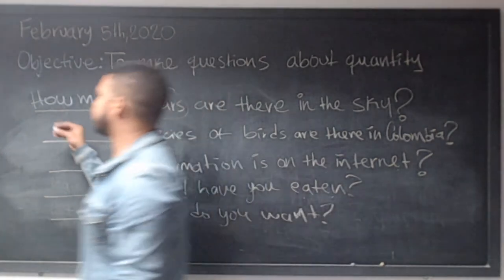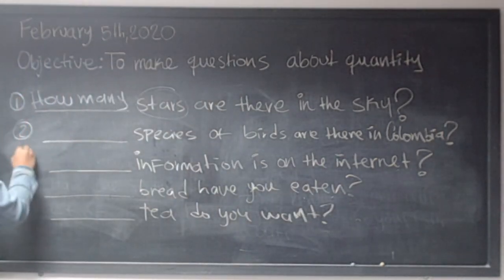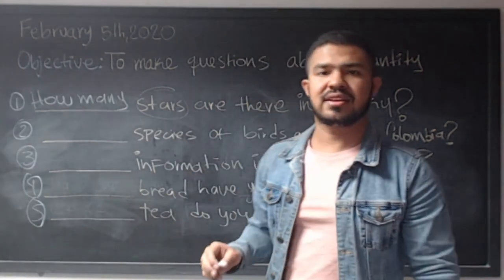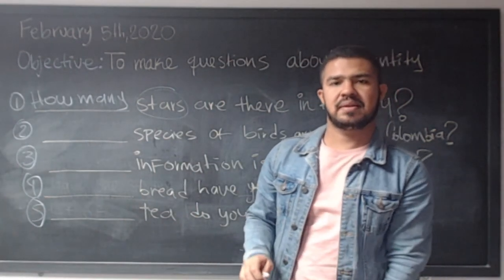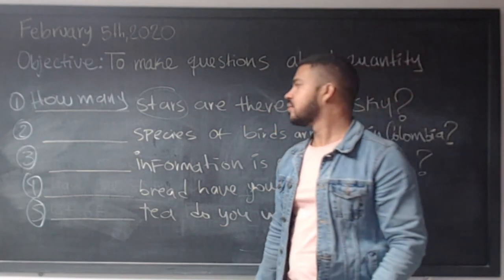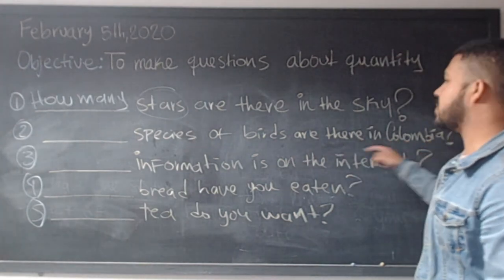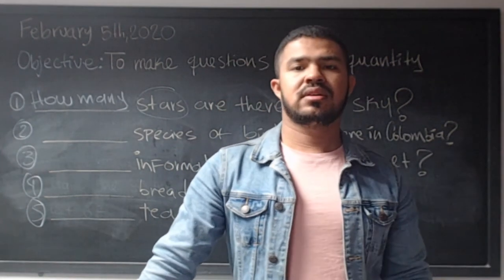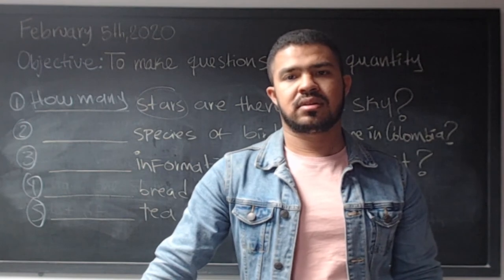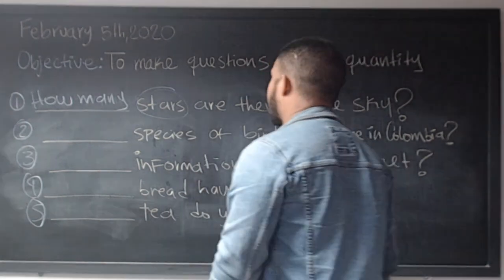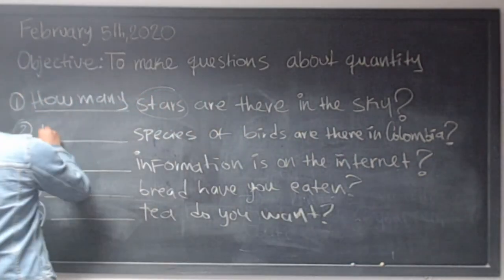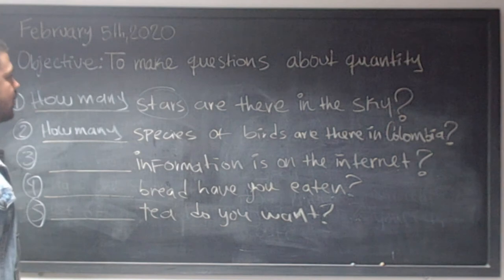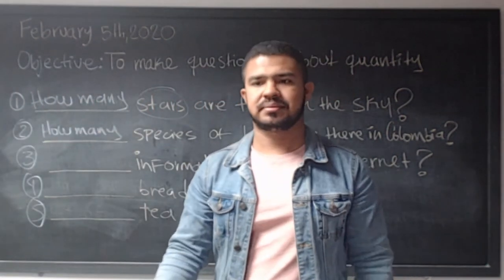Okay, second one. Number two. Be attentive to the answers. Number two: species of birds are there in Colombia. So you guys remember, use how many or how much? Valentina, how many species of birds are there in Colombia? Excellent. How many species of birds are there in Colombia? Very good. Okay, continue.